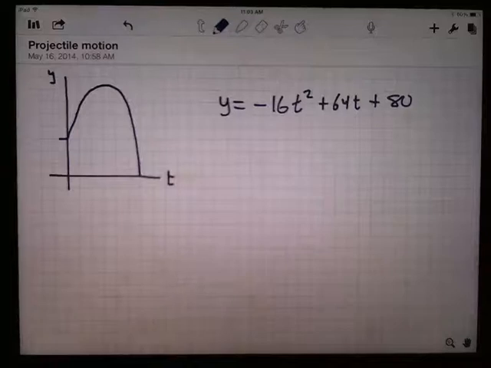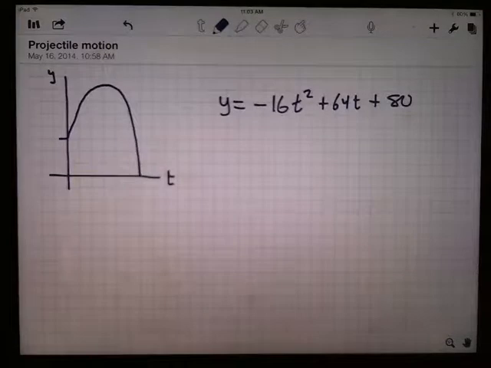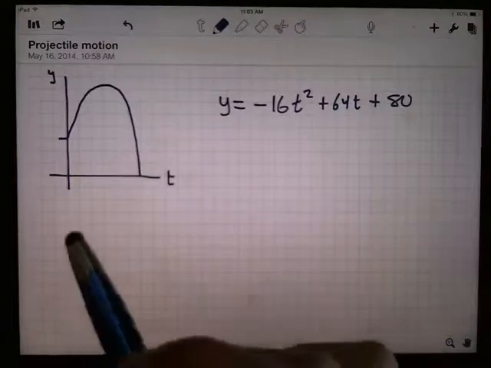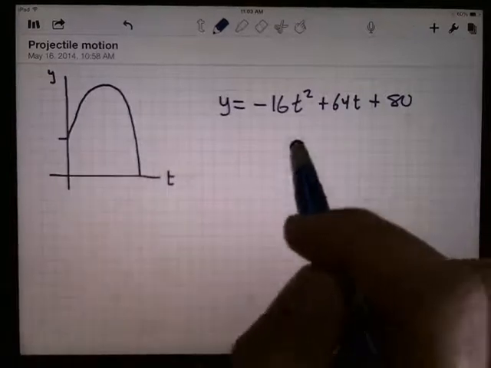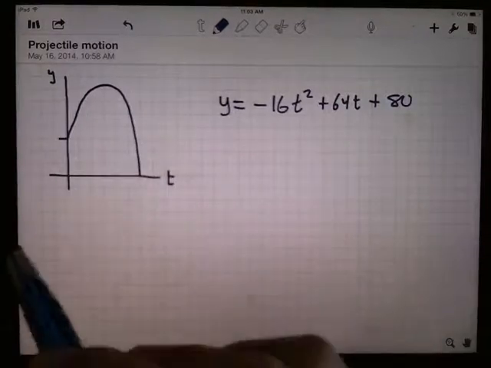One of the examples of using derivatives to talk about rates of change is projectile motion. You throw something up into the air, it comes back down again, right? So what I have here is a graph and a function, and you may have seen these in an algebra class.